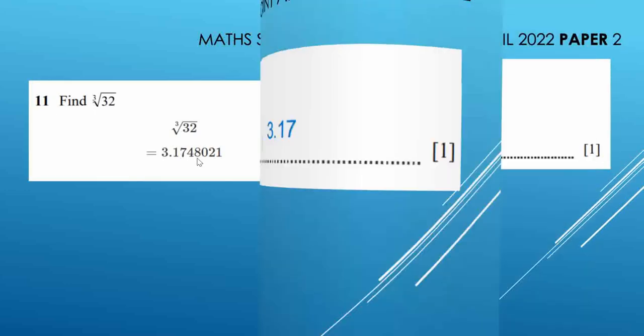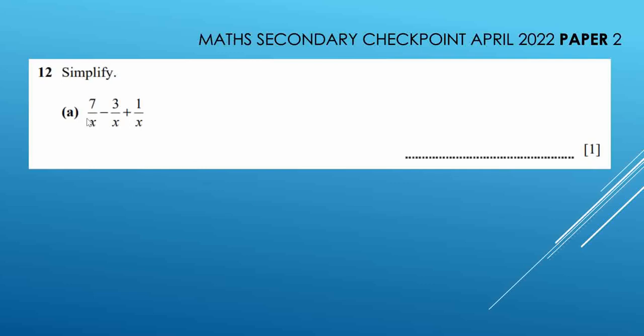Next. Question 12. Simplify 7 over x minus 3 over x plus 1 over x. So since all the denominators are the same, this is very easy for this question. It is 5 over x. 7 minus 3 is 4, plus 1 is 5.